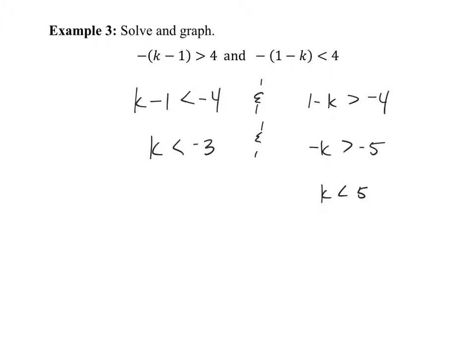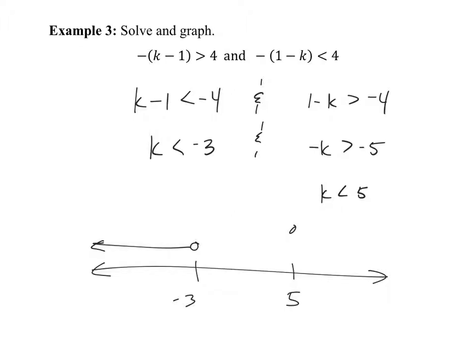Can we describe it graphically to help a little? So k is less than negative 3. That looks like this. Visualize, okay? K is less than negative 5 looks like this. But with an "and," from negative 3 to the left is the answer, because that's where they overlap. The overlap is the answer for an "and" statement.